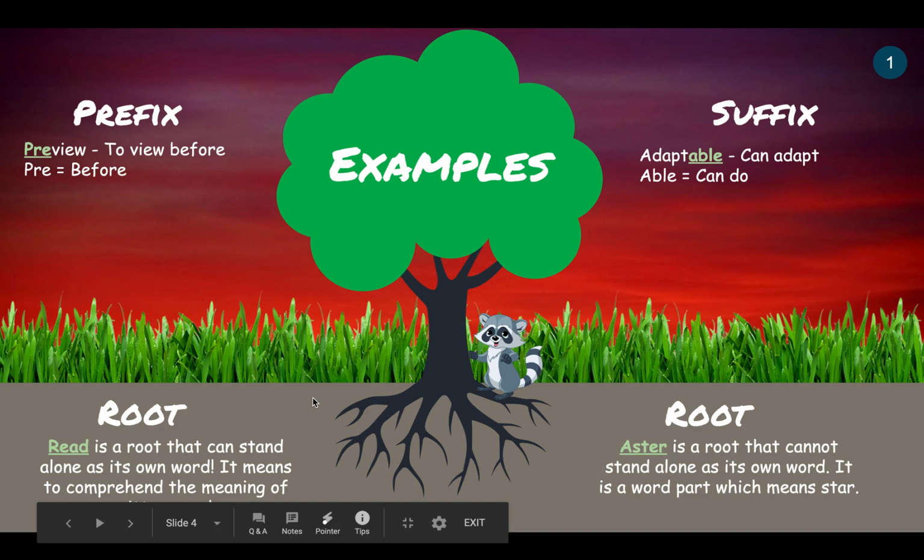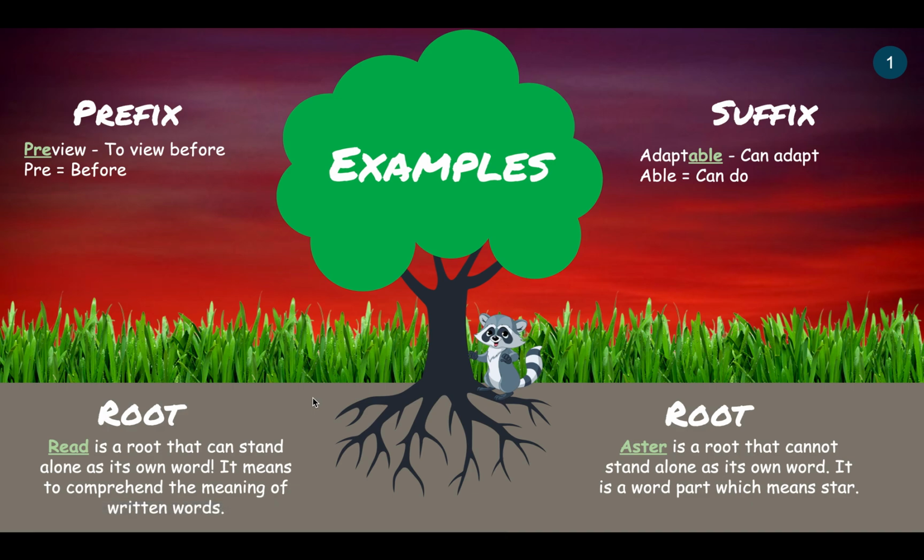Here are some more examples of prefixes and suffixes and roots. The prefix in the word preview means before. So it changes the word view to mean to view before. The suffix in the word adaptable changes the word adapt. Able means that you can do something. So able changes the word adapt to can adapt.